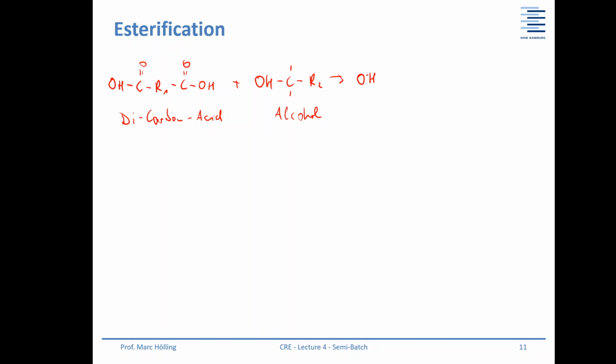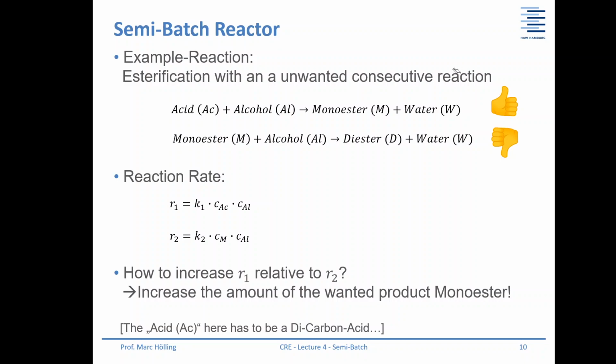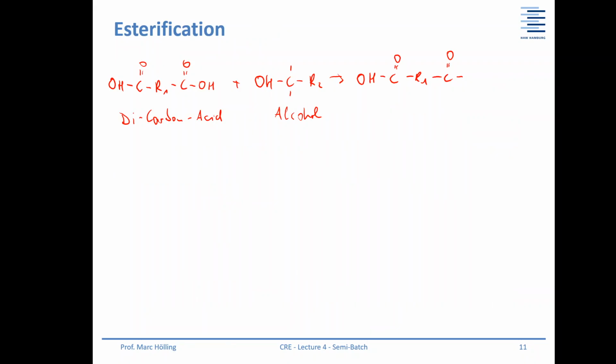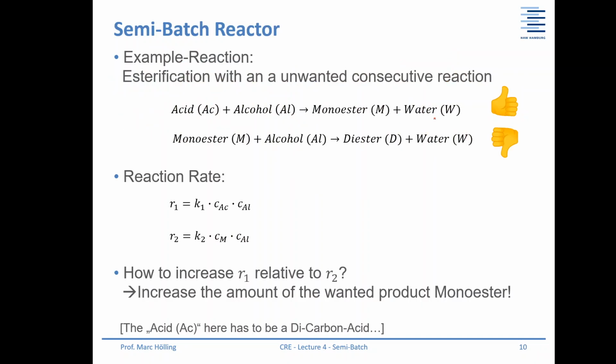So this side doesn't change. OH, C, O, R1, C, O, and then O, C, R2. Okay, plus water, and this should be your monoester. Okay, so this is the first reaction, but since you still have one acid group left, your monoester can react again with alcohol and then produce a diester and water again.